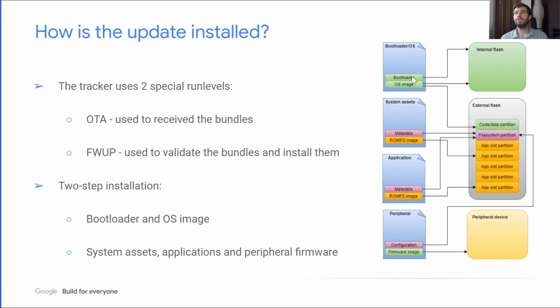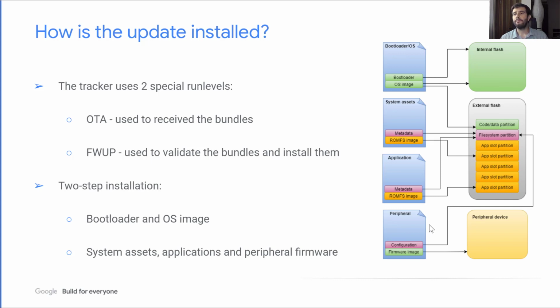The bootloader image is installed only in the internal flash. The OS image is split between the internal flash and the external flash, depending on the importance of the code. The system assets and applications have two parts: a metadata part, which is installed on the file system in the external flash, and the ROMFS image, which is installed in a specific application slot partition.